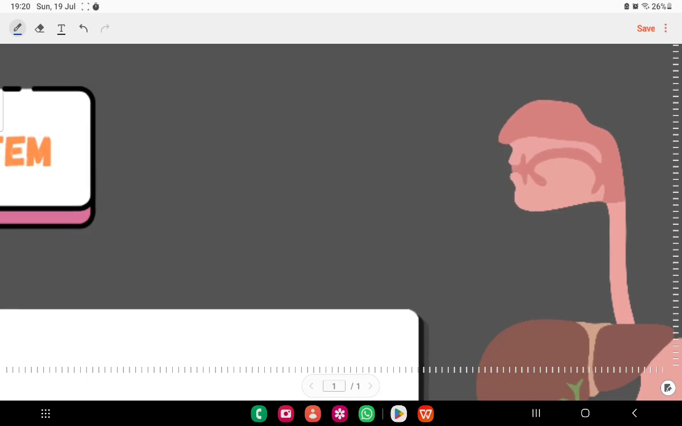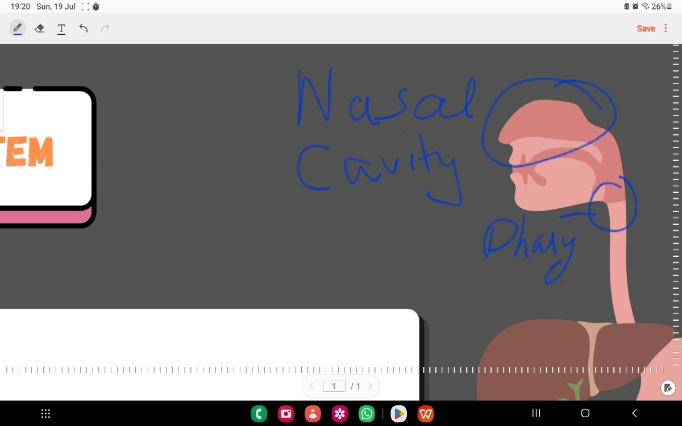So we are going to start off from the mouth. This part right here is called the nasal cavity. The windpipe and food pipe all pass through the same chamber, and that chamber is right here. That chamber is called the pharynx. Excuse my writing, but yeah, it is called pharynx.